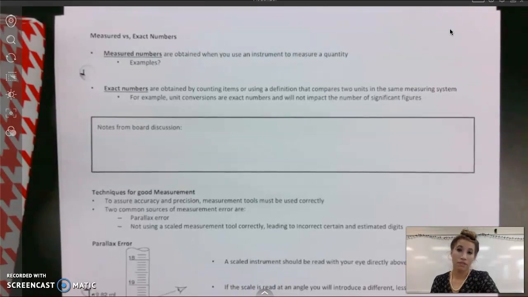If I have 5 eggs, then I don't have the possibility of having 5.1 or 5.2 eggs. We don't have 0.1 or 0.2 of an egg, and so it's an exact number. Same thing with ratios. There's 12 inches in 1 foot, and that's exact. We don't possibly have 12.1 inches in 1 foot.